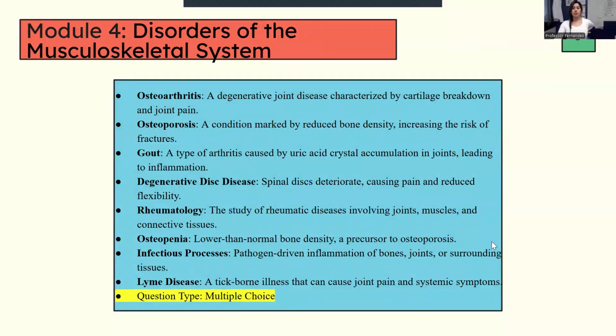Rheumatology is the study of joints and muscles, and muscle disease. Osteopenia: osteo means bone, so bones are weaker than normal, but not as bad as osteoporosis, okay? Infection is germs that inflame the bones, the joints, and other nearby tissues. And then we have Lyme disease, caused by a tick bite, that can cause joint pain and other symptoms. So this will be all multiple choice questions as well.